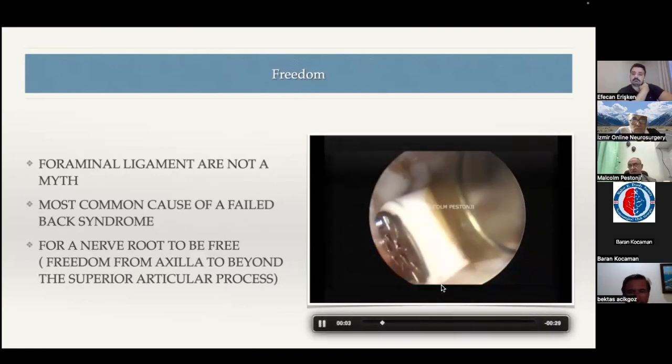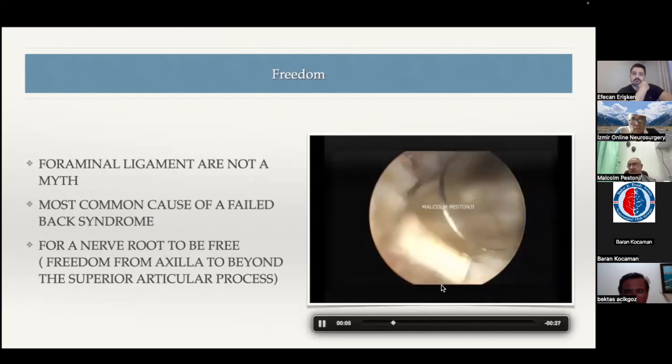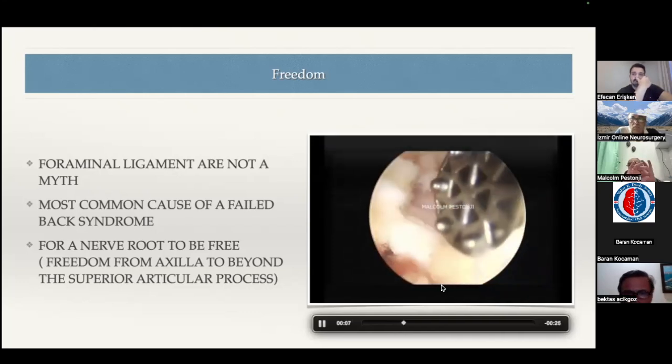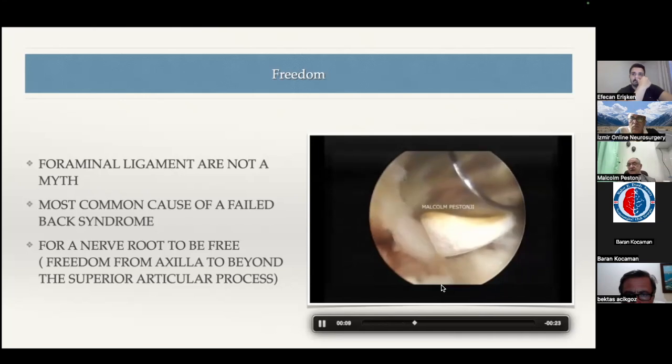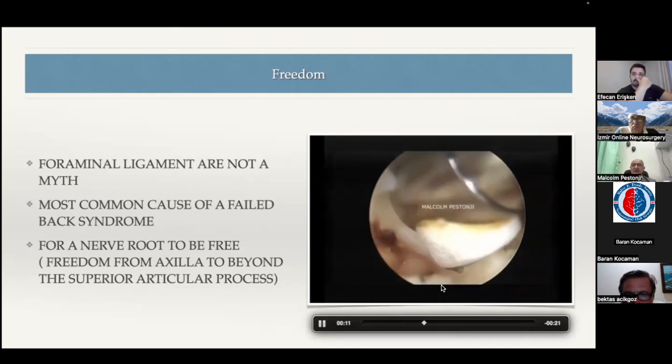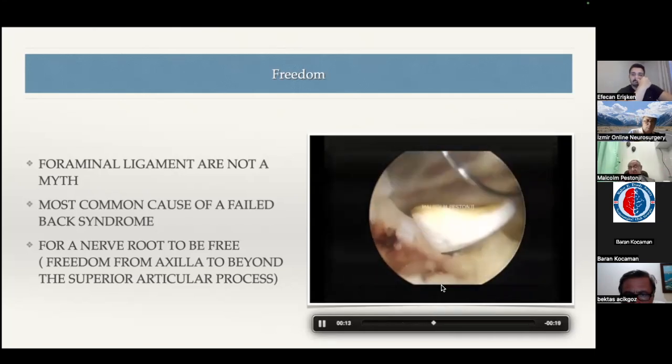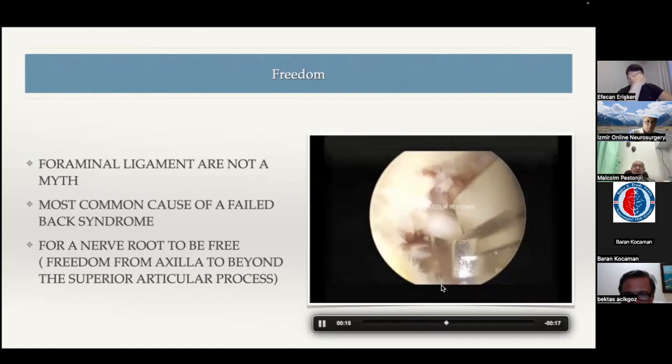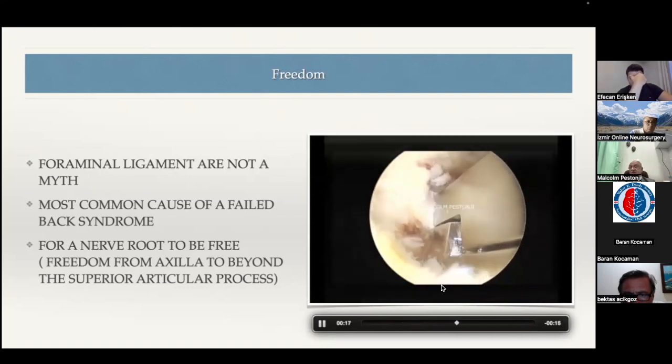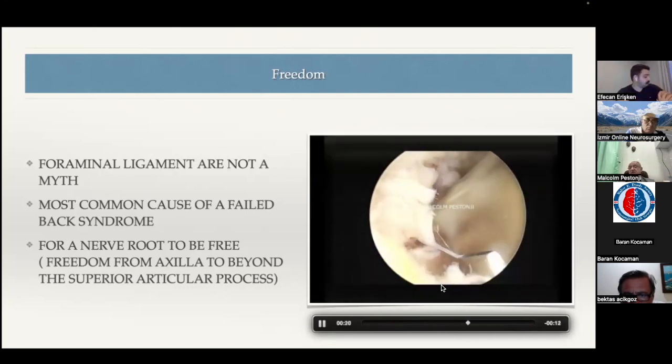See what I've done. I'm showing you the superior transforaminal ligament. I'm going to strip away the flavum from that ligament, because in the foramen, the flavum and the ligament mix together. So I'm stripping the flavum away. And see, I'm using a 4-number Kerrison to cut into this huge foraminal ligament.